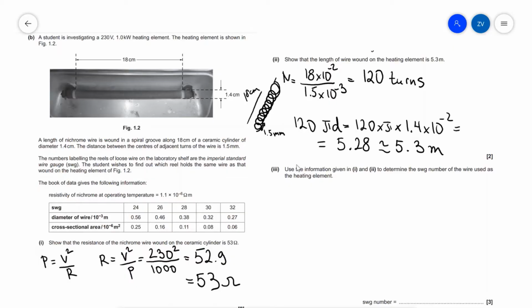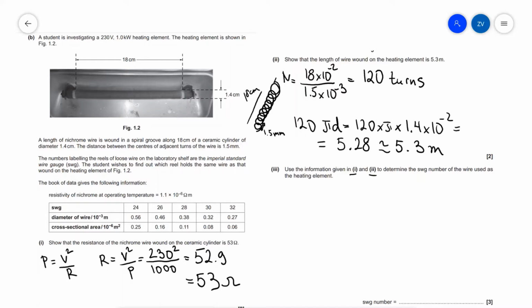Okay, part 3, use the information in 1 and 2 to determine the SWG number of the wire used in the heating element. Okay, so this is really important. We're going to need to use what we've determined in part 1, which is the resistance, and part 2, which was the length of the wire.